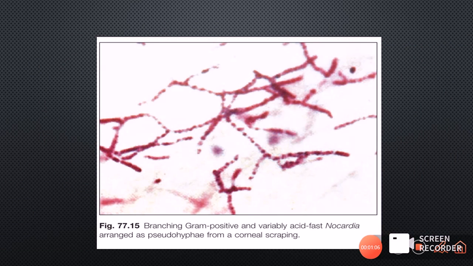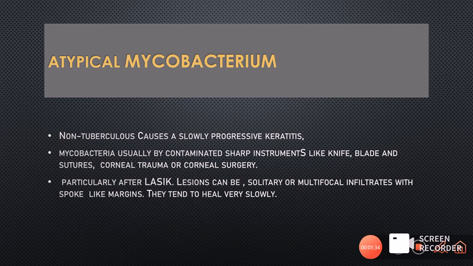Now, it is a gram-positive organism. Moreover, it is an acid-fast organism. So, nocardia, you can see, is a gram-positive branching organism. Sometimes it can look as if we are looking at a fungus. However, these are not fungus. They are pseudohyphae from a corneal scraping of a patient who has nocardia. So, the important thing is that they are acid-fast, and the specific type of staining that we do is called the Kinyoun staining for nocardia.